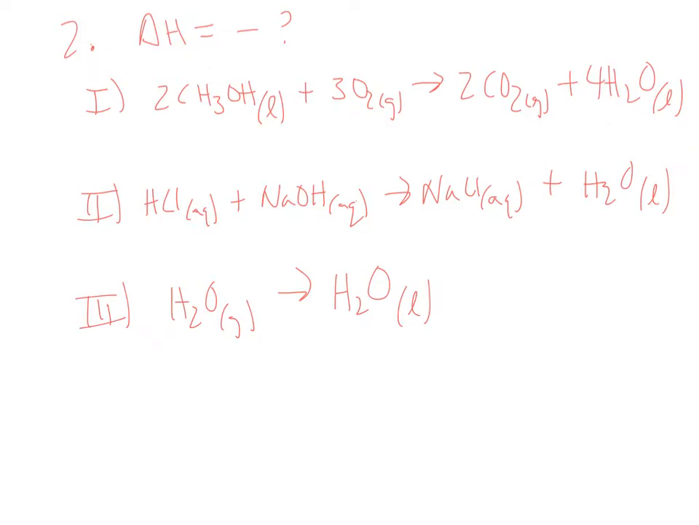In question number 2, they want to know which of these processes has an exothermic delta H, or a negative enthalpy change, because negative enthalpy is the same as exothermic. So if I look at process 1, I've got methanol combining with oxygen in combustion and giving me CO2 and H2O. So combustion is always exothermic. So 1 is definitely an exothermic or negative enthalpy.